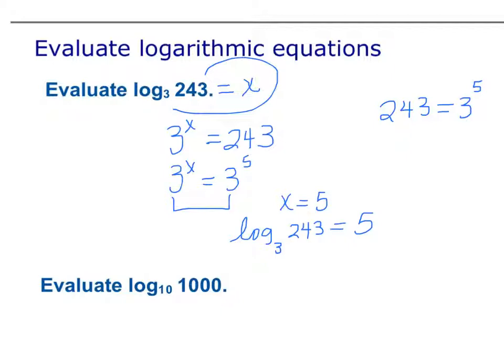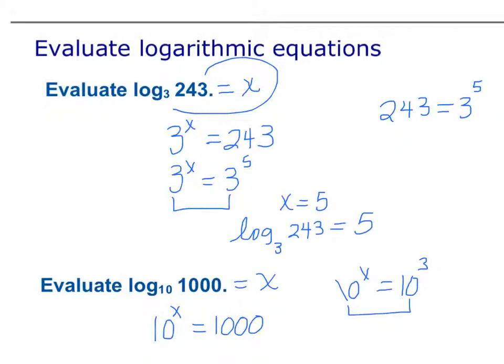All right, we can do the same thing with this one down here. We would say 10 to what power is equal to 1,000. And we remember that 1,000 is just 10 to the 3rd power, one-to-one property, so x equals 3. And that's how that goes.